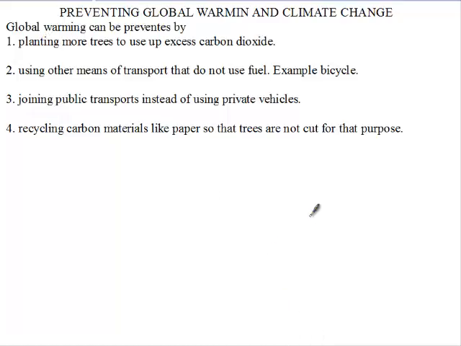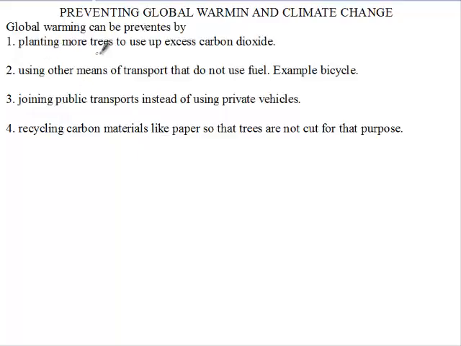Because global warming is caused when excess carbon dioxide traps more heat, therefore raising the temperature of the earth. So we need to either prevent the release of that excess carbon dioxide, or we need to remove the excess carbon dioxide from the atmosphere. So now let's see what we can do.